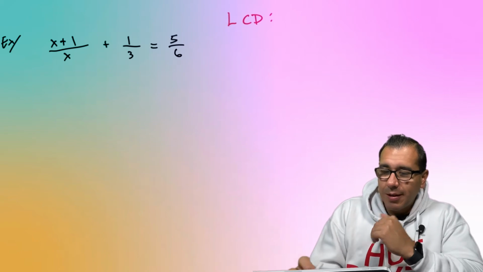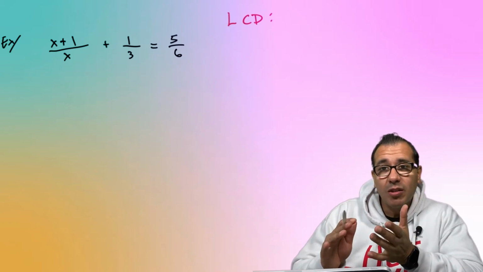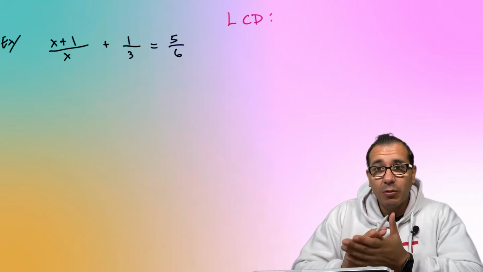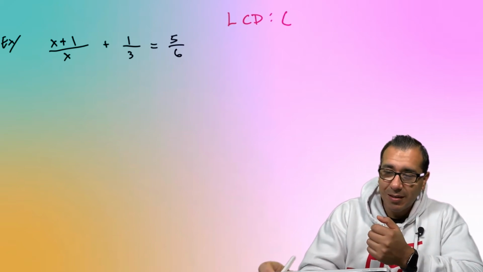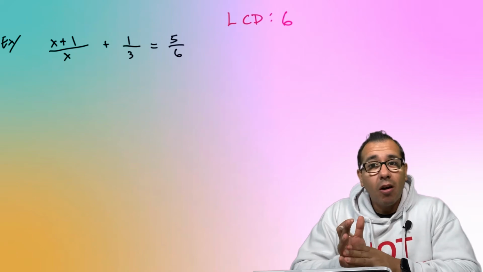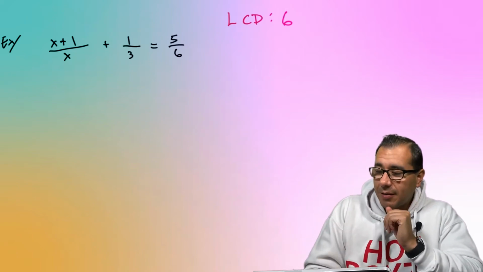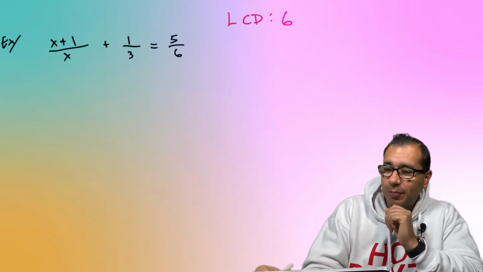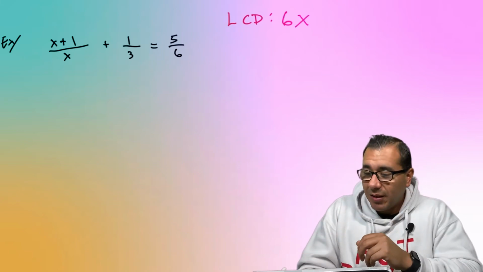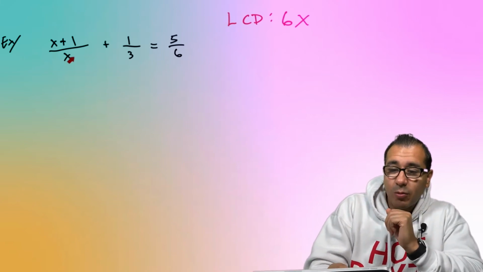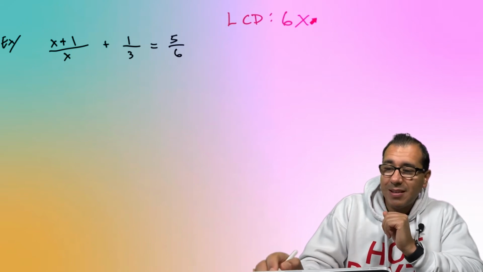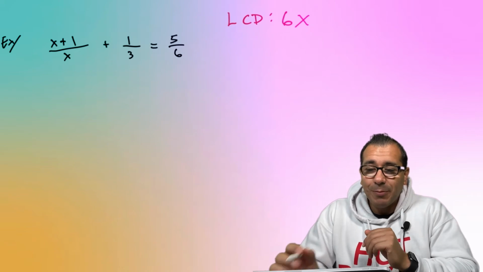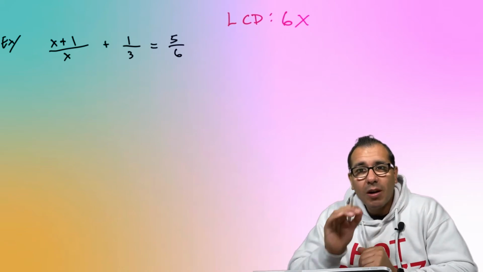So our LCD, first what I want you to do is look at your numbers, the 3 and the 6. The LCD of 3 and 6, well, it's just 6, right? And now all you're going to do is grab that x, that variable, and attach it here. So boom, that's going to be your little shortcut. If this were a y, you'd put the y there. If this were x plus 1, you'd put parentheses x plus 1, all right? So there's our LCD.